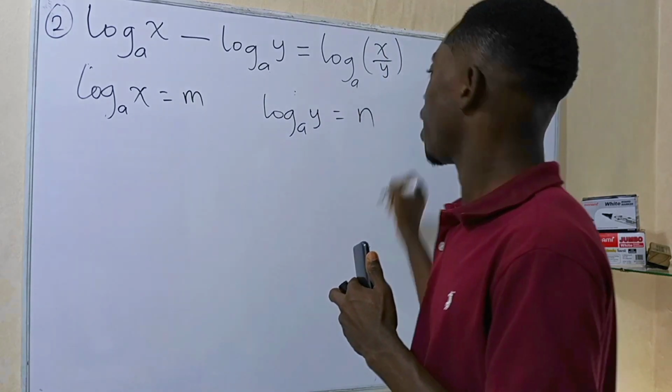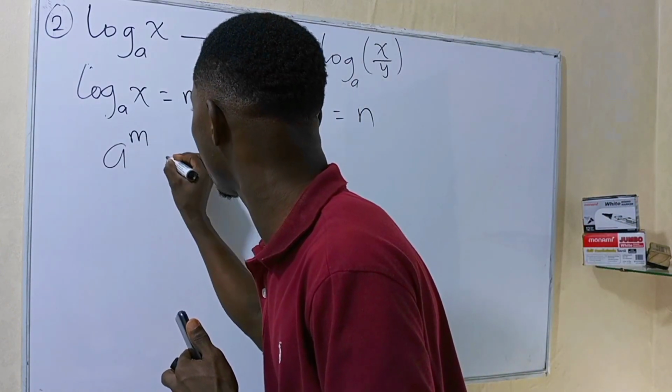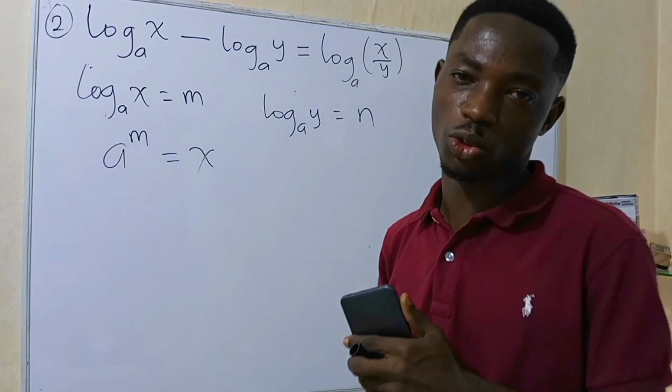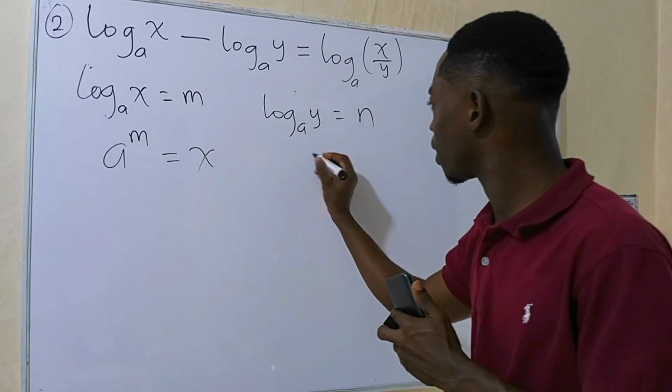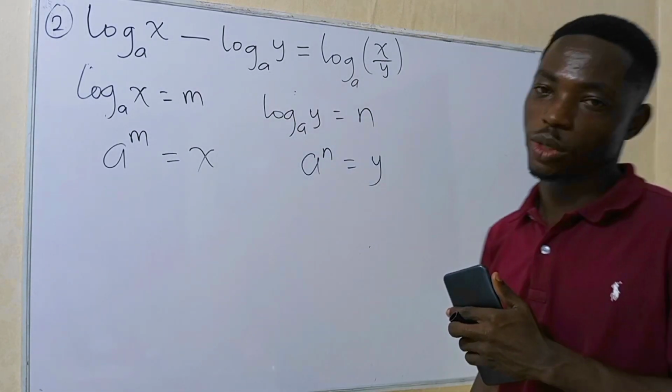And this time around, if I write a to the power m is equal to x, that is cool. Then from here, it is the same as a to the power n is equal to y, just as we know before.